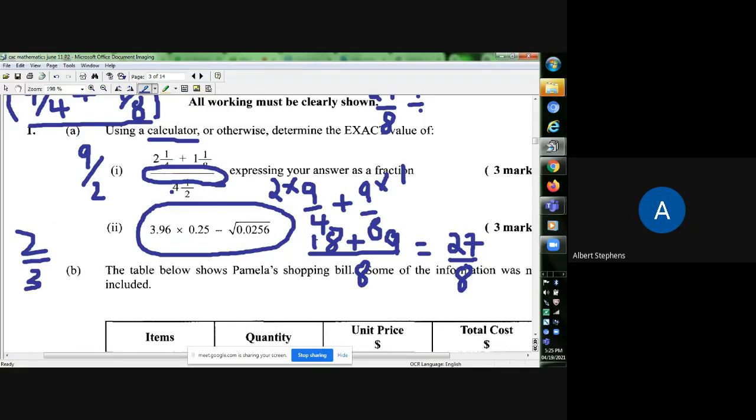All right, just use your calculator. I'm suggesting that you don't do it in one shot. I'm suggesting that you work out this first, then you write it down, then you work out the square root part, then you subtract it. Can someone tell me what 3.96 times 0.25 is?